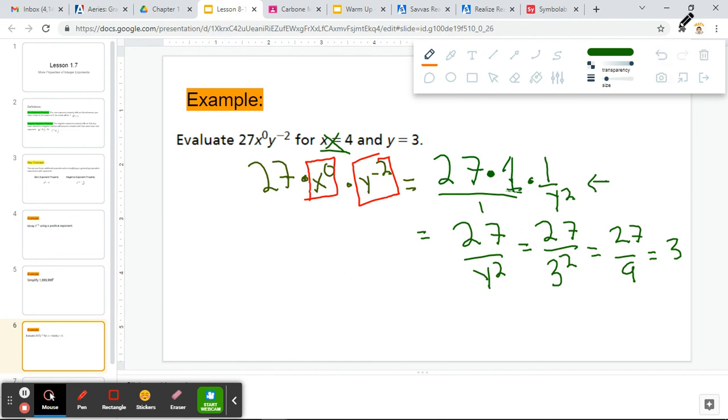All right, and again, we started off here by just simplifying our equation. We knew that x to the 0 would be equal to 1, so we replaced x to the 0 with 1. We knew y to the negative 2 would become a 1 over y squared, so we replaced it with that. Then we simply plugged in 3 for y. We had 27 over y squared. That became 27 over 3 squared, or 27 over 9, which is simply equal to 3.